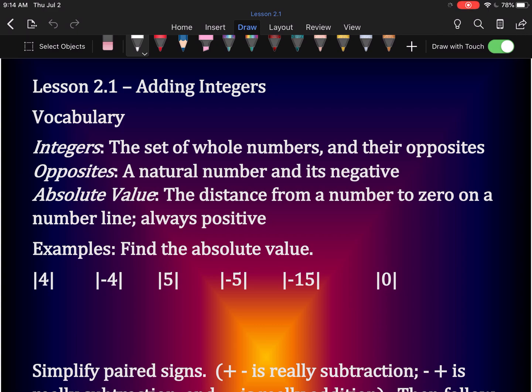So the absolute value of positive 4, well, it looks at positive 4, says you're positive, you're fine. You get to stay as you are, you're 4. When an absolute value looks at negative 4, it goes, hey, you're negative, give me your negative sign and you can leave. So negative 4 says, here's my negative sign, and now it's positive. Absolute value is a negative destroyer. So the absolute value of 5 is 5. The absolute value of negative 5 is positive 5. The absolute value of negative 15 is positive 15. And the absolute value of 0 is 0.